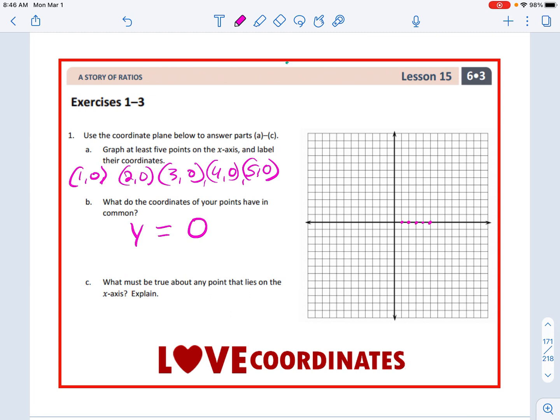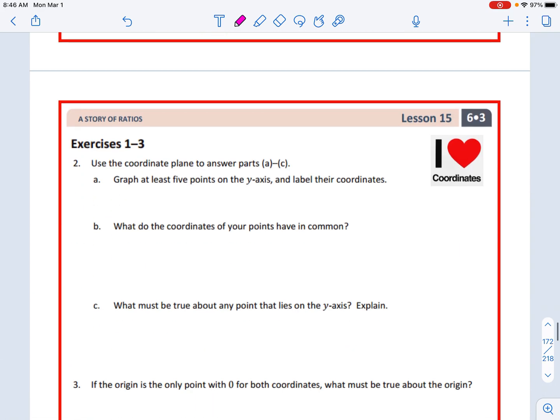Because it is on the x-axis. If any point is on the x-axis, it's going to have a y of 0. Now, what must be true about any point that lies on the x-axis? If it lies on the x-axis, then the y coordinate must be 0. Okay?